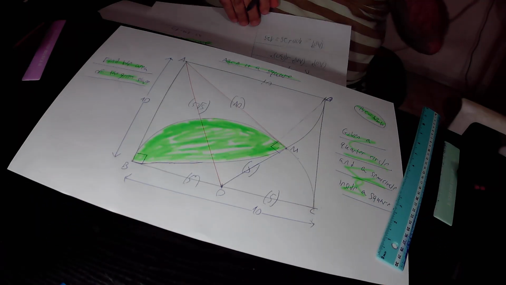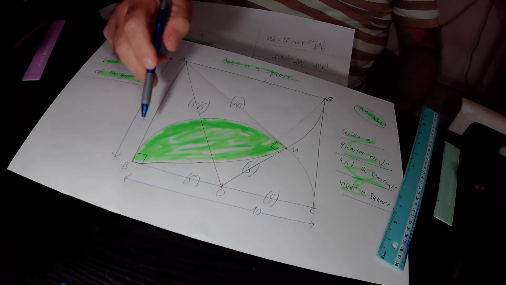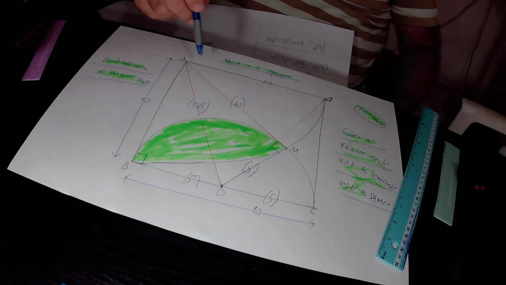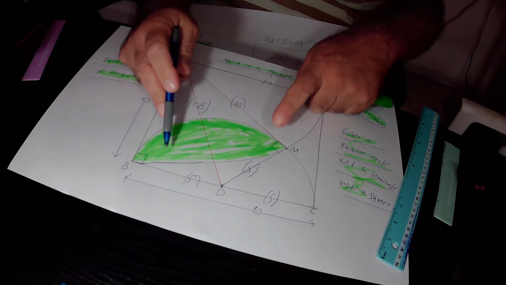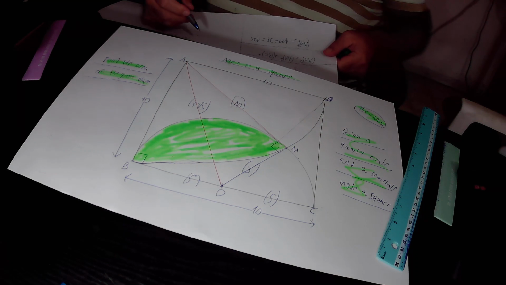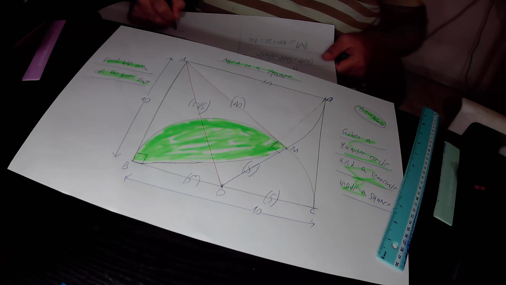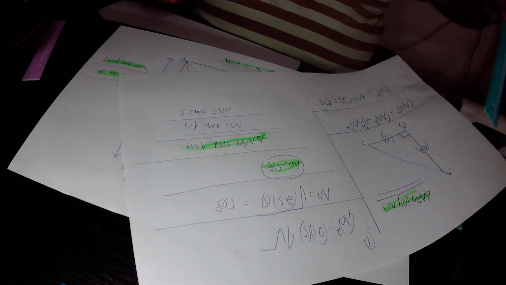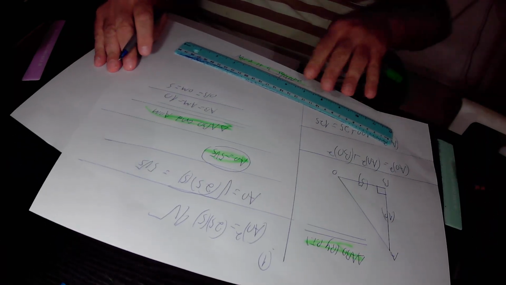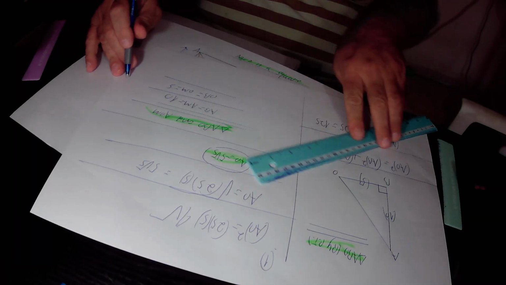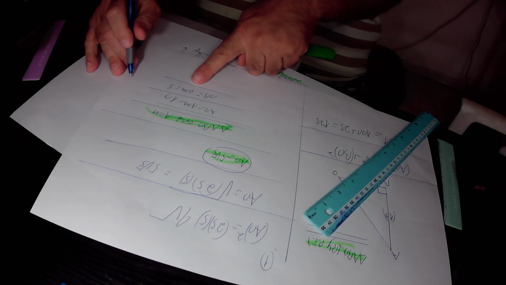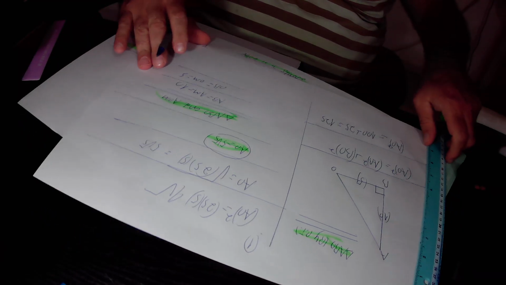In addition, side OB of the right triangle ABO is equal to side OM of the right triangle AOM. They are both equal to 5 and therefore they are equal to each other. So OB equals OM equals 5. Repeat again: side OB of the right triangle ABO equals side OM of the right triangle AOM. They are both equal to 5 and therefore they are equal to each other.